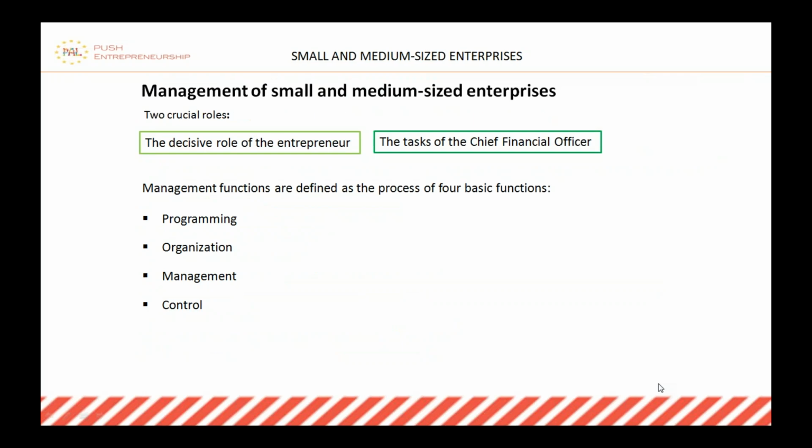There are two crucial actors in the management of small and medium-sized enterprises. On the one hand, the entrepreneur in small and medium businesses is the dominant person. He or she is the whole business itself. He or she got the idea and has all the responsibility. He or she managed the business.